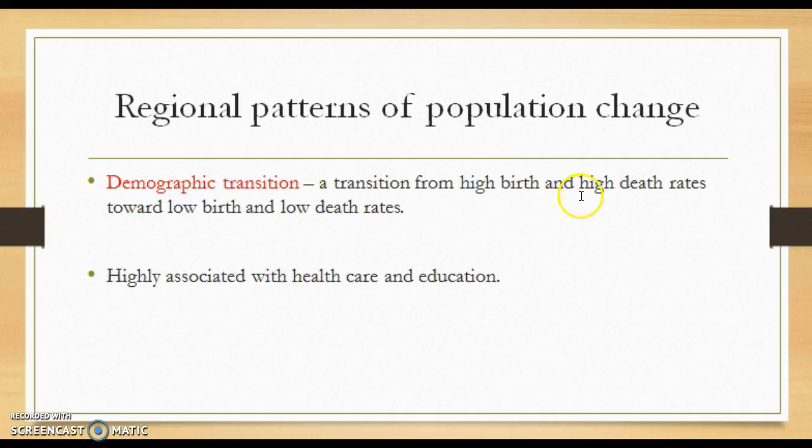And this is highly associated with healthcare and education. There are still areas of our planet where there's high birth and high death rates going on. So they're not completing the demographic transition as of right now, whereas we are still in the mix of moving towards a completed demographic transition. Italy, as we'll come to see in a few slides here, is one region that has completed the demographic transition. They are no longer a growing population.